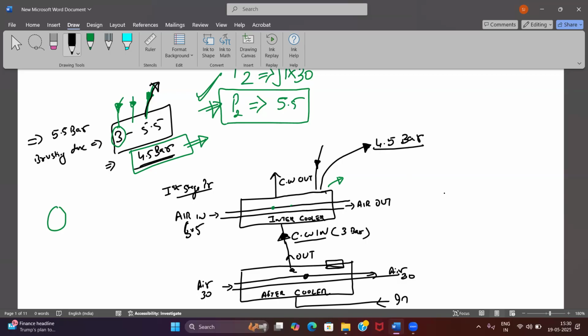Water quantity is very high. The air quantity is less and the water flow is very high. So it will not affect that much. Obviously, it is going to affect. That's why we are giving it to the higher temperature region first, which is the 30 bar temperature.